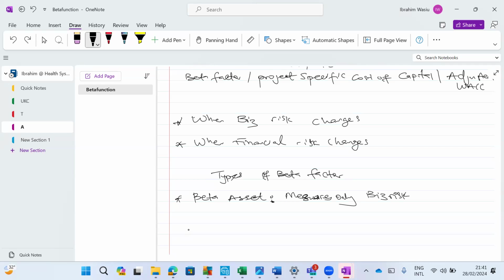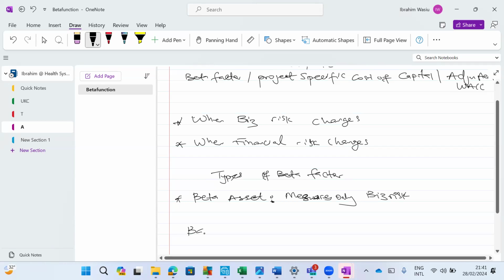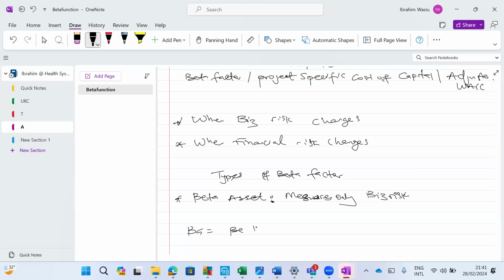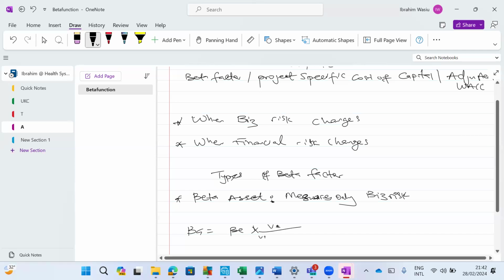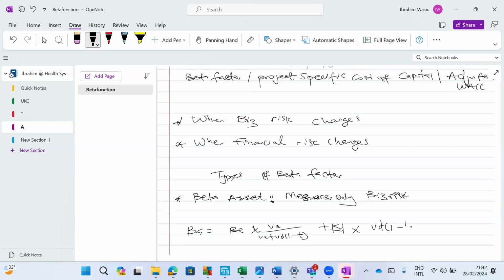So the formula for beta asset is equal to beta equity multiplied by value of equity over value of equity plus value of debt (1 minus t), plus beta debt multiplied by value of debt (1 minus t).